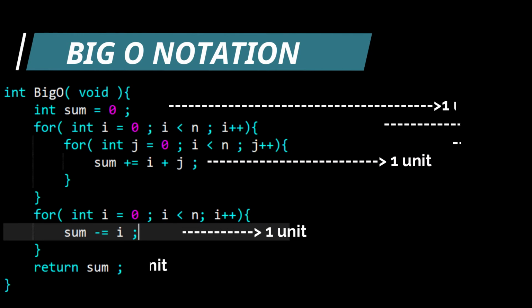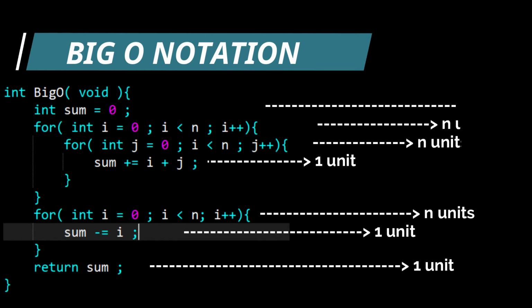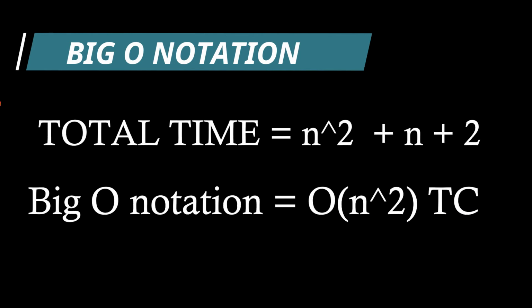In the second example we can see there is a nested for loop and both loops are running n times. So, for nested loops we will multiply their running times. You can see in the equation of total time, the max power is now 2. So our Big O time complexity will be n squared.